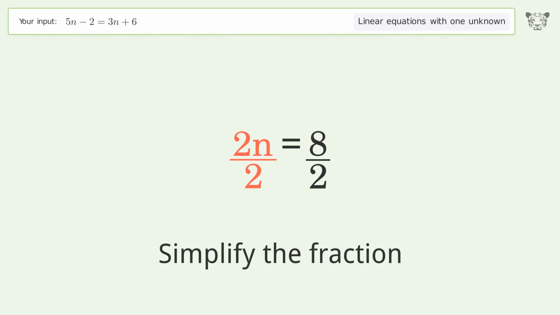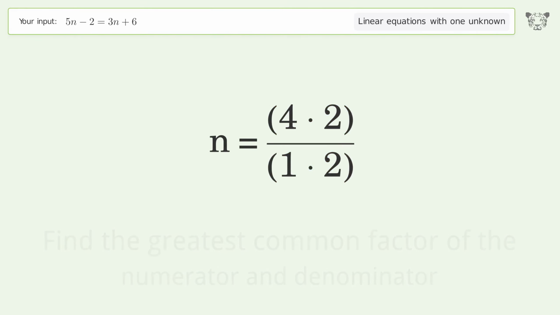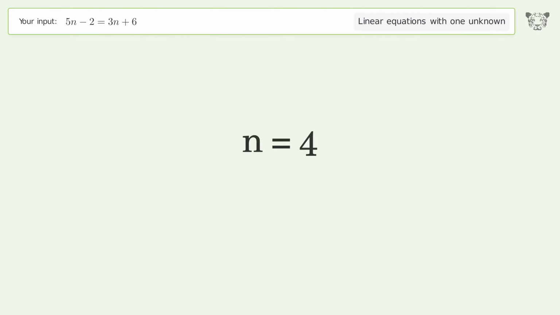Simplify the fraction. Find the greatest common factor of the numerator and denominator. Factor out and cancel the greatest common factor. And so the final result is n equals 4.